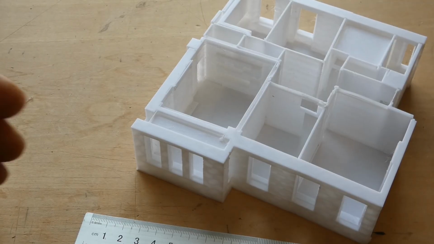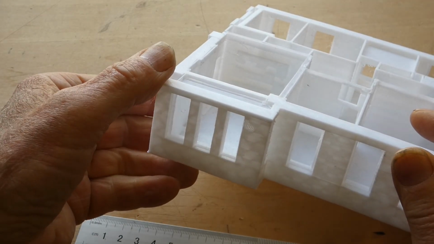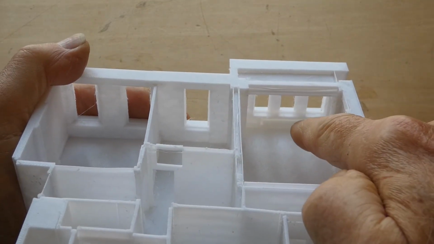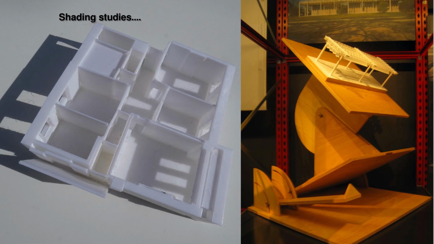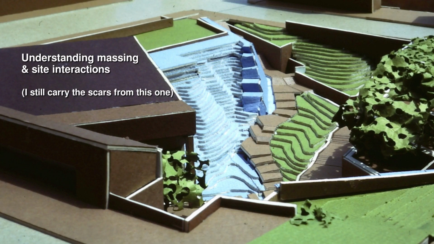But whether via old-school sharp implements and cardstock, or with a 3D printer, I found physical models paid dividends for my own understanding of the design as well as my client's understanding. Classic uses for architectural models are, of course, to do shade and shadow studies. The next is understanding the relationships between spaces. Architectural models help with that. Understanding the masses of buildings and the interactions with the site.